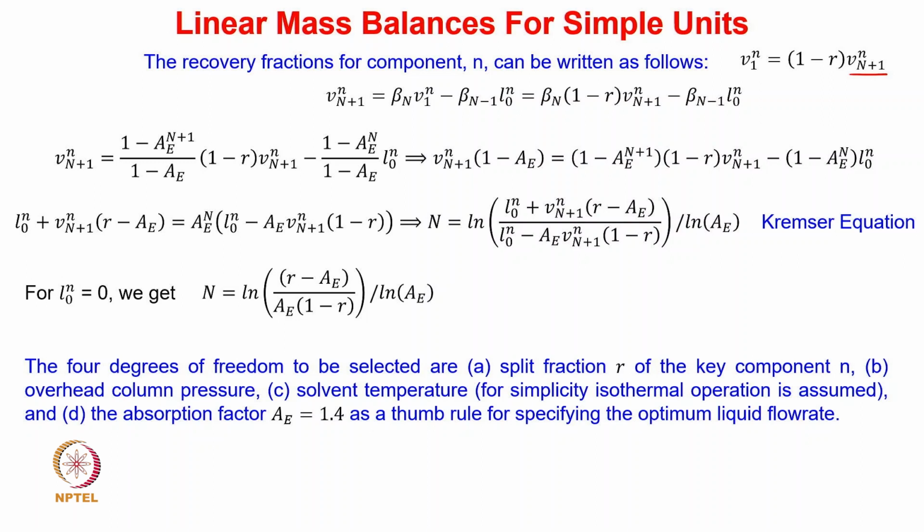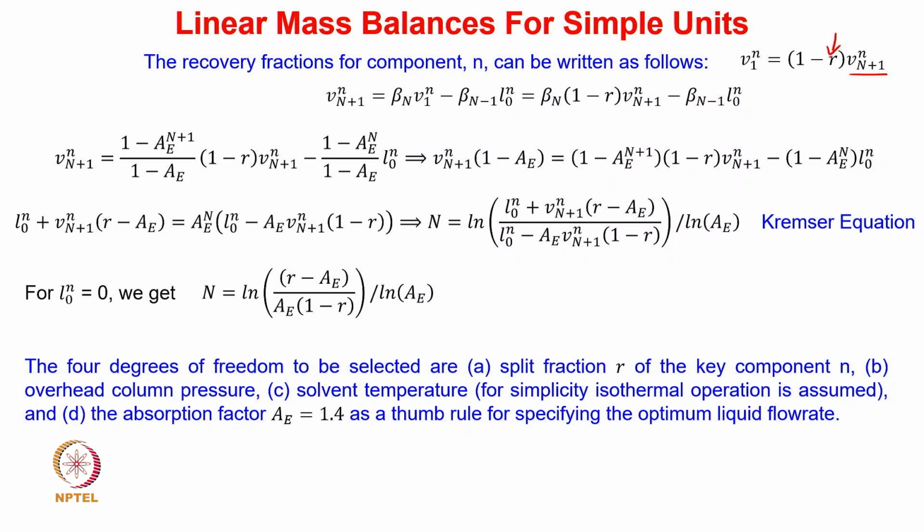So in this case you can see that Vn plus 1 is nothing but the molar flow rate of the vapor coming in for the key component in the absorption unit. Now we are specifying the split fraction. So R here is the split fraction. So 1 minus R will be the amount from this vapor that will be absorbed by the liquid, correct.